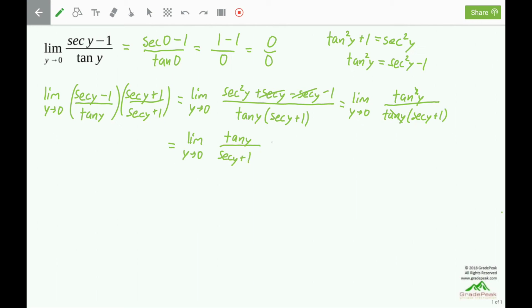Our next step will be to replace each of the y's with a 0: tangent of 0 over the secant of 0 plus 1. Tangent of 0 is sine of 0, which is a 0, over the cosine of 0, which is a 1. 0 over 1 is a 0. Over the secant of 0, 1 over the cosine of 0, 1 over 1, which is 1, plus 1. We have 0 over 1 plus 1, which is a 2. A 0 over any non-zero number is equal to 0.